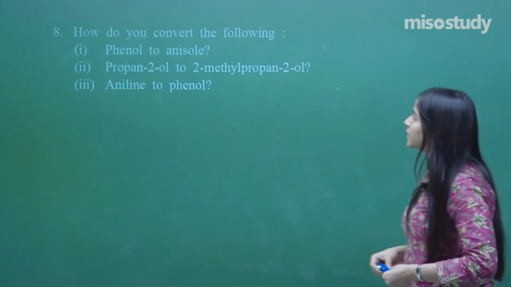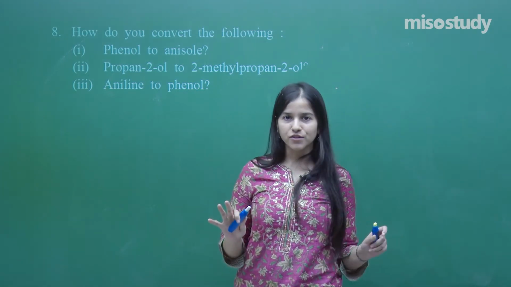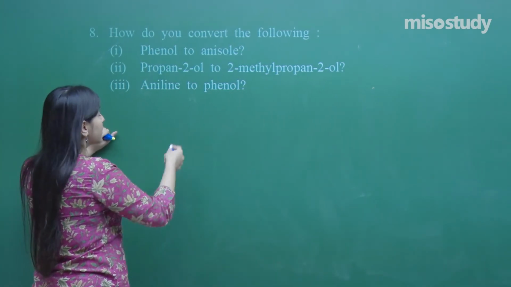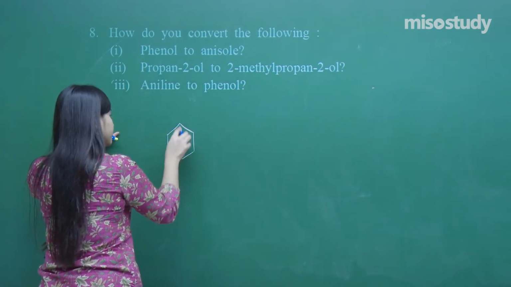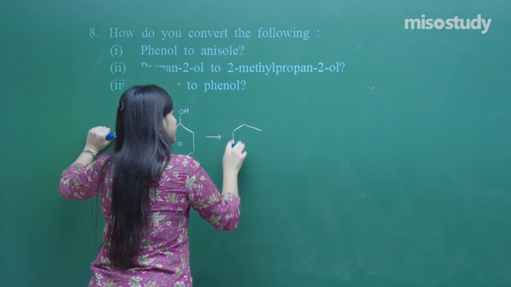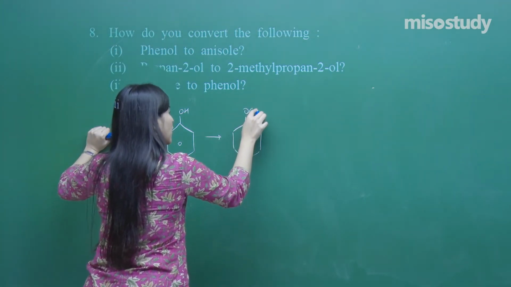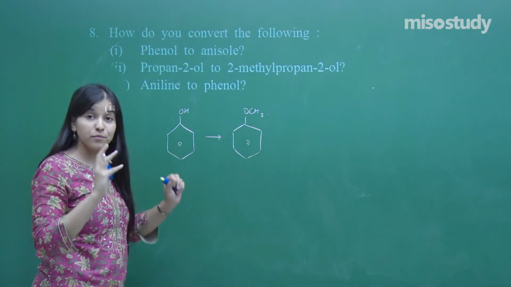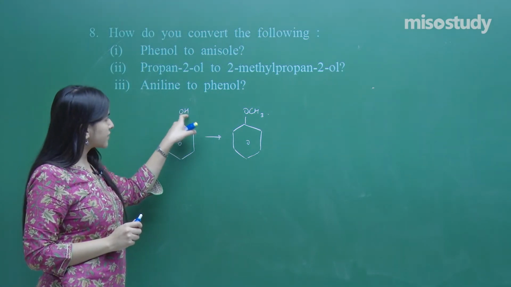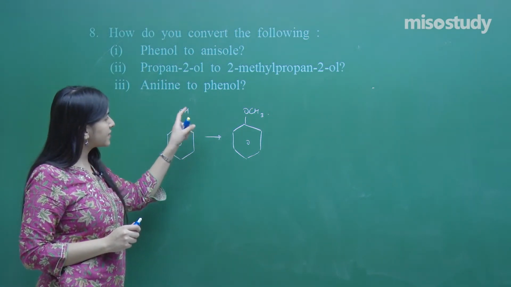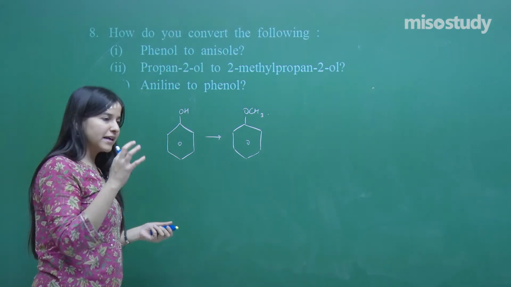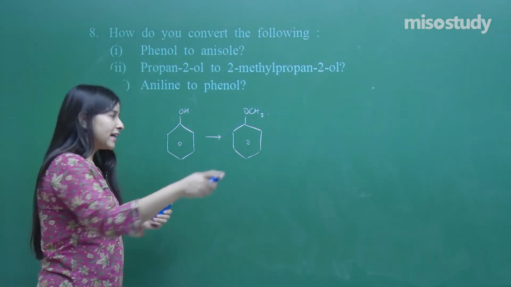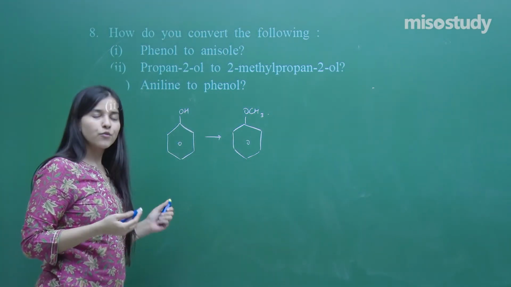Next, eighth, how do you convert the following? Now comes up the conversion, right? My favorite part again. Okay, phenol to anisole. Phenol is this. I need to make it OCH3. So see here, just try to think about it in minimum steps. I just need to replace this H with CH3. If I make this H a labile kind of thing, that means very easily removable, then I can attach my CH3 very well, right?